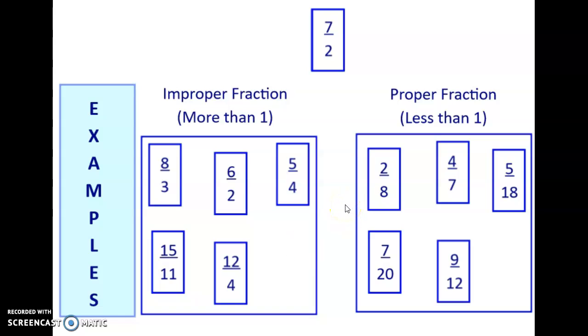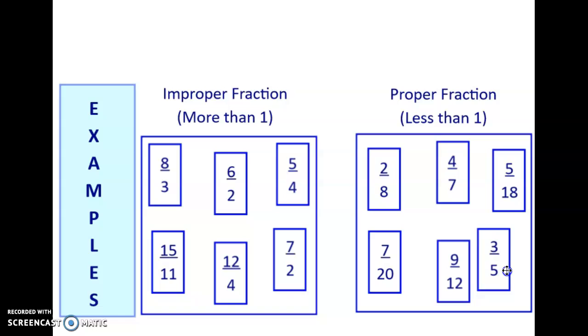What about 7 over 2? It's also an improper fraction, because 7 is larger than 2. And the laws of odds suggest that this should be a proper fraction, because I've only got one space left, but let's just double check. Is 3 smaller than 5? Yes. And there we have some examples of some improper fractions that are more than 1 and proper fractions that are less than 1.